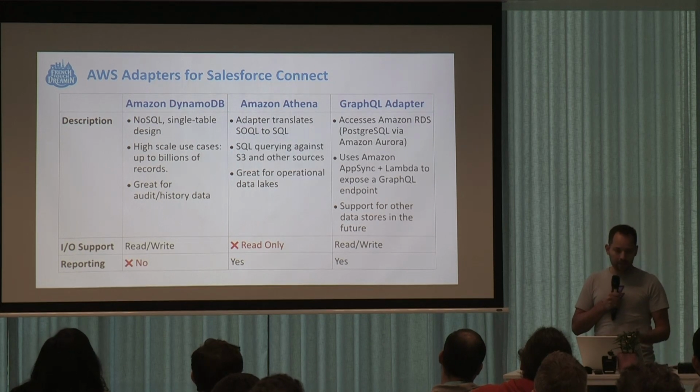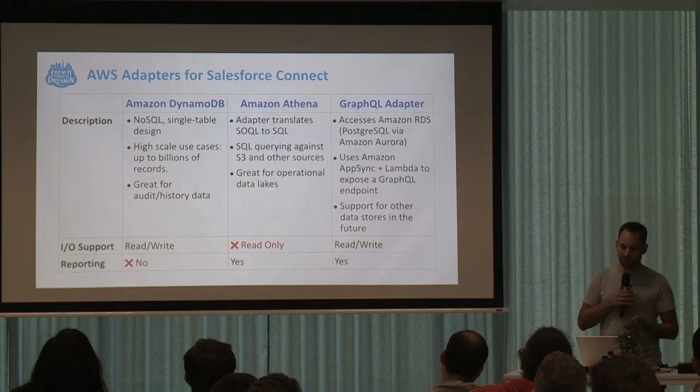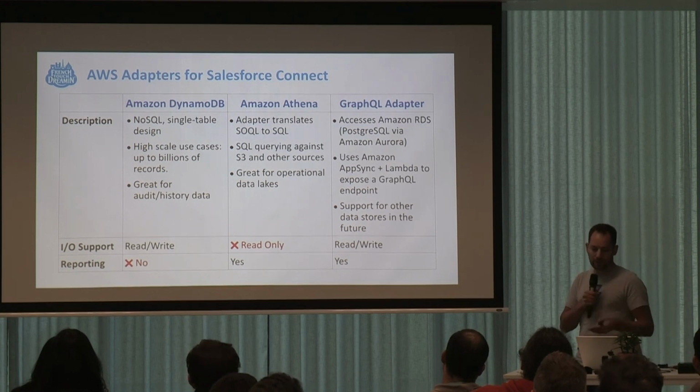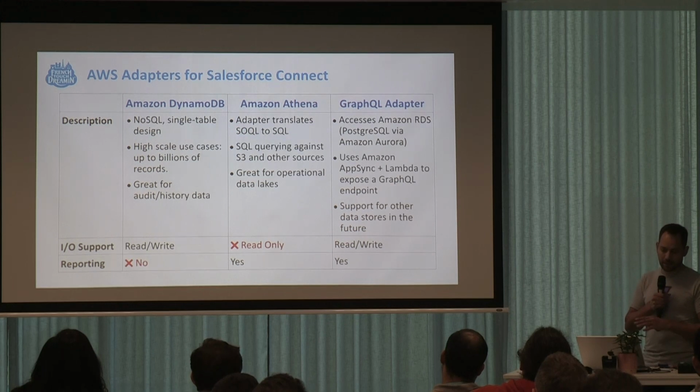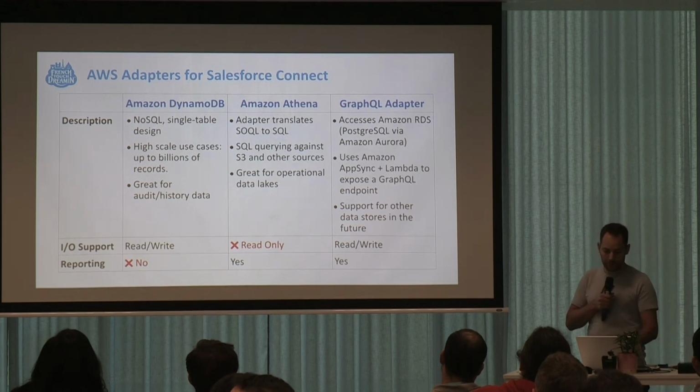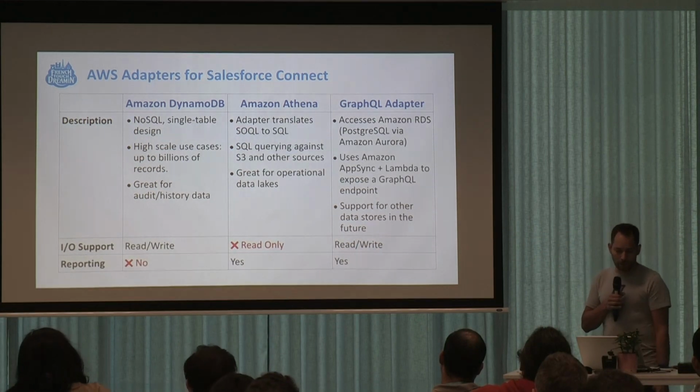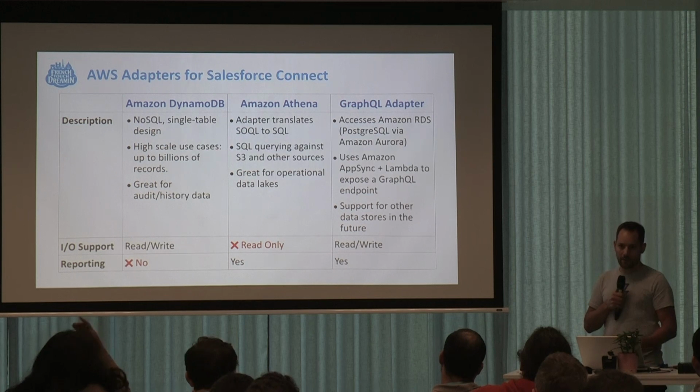And with Postgres, you can do read-write, you can do transactions, you can do reporting, so it's probably the most flexible to use, and it probably scales quite a lot, but maybe not as much as DynamoDB or Athena. So if you have a large amount of data, that's a consideration to take, and you may not want to go with the GraphQL adapter.